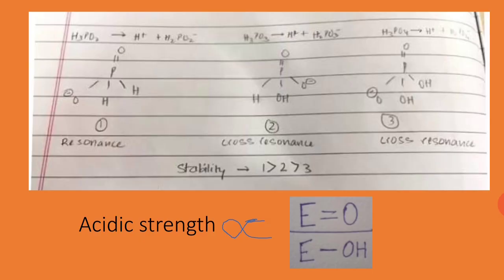Next I will talk about the acidity order of these oxoacids. When I have to decide the acidity order, what we have to do is draw the structures of their conjugate bases. Here I have drawn the structures of the conjugate bases of all three acids.